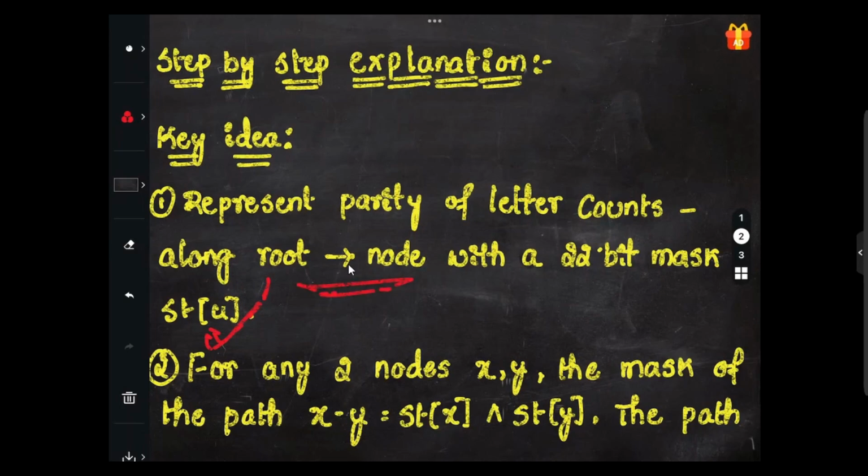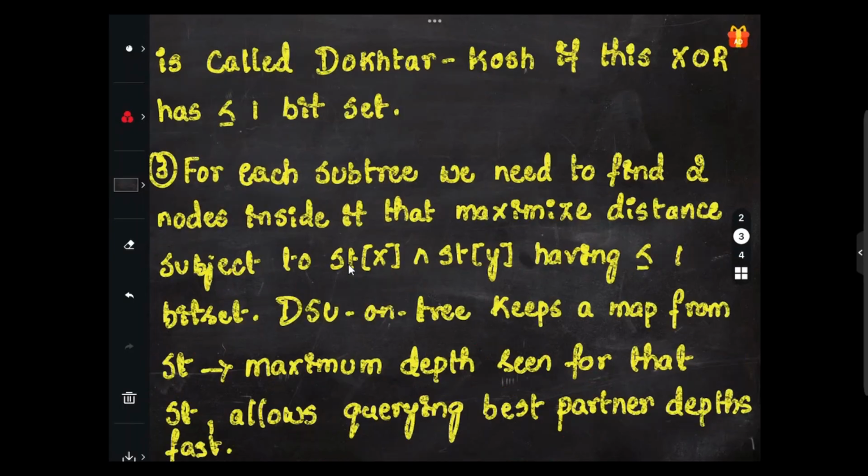For any two nodes, that is nothing but x comma y, the mask of the path x to y is equivalent to st of x xor st of y, right? So the path is called Dokhtar-kosh if this XOR has less than or equal to 1 bit set, less than or equal to 1 bit set, right?